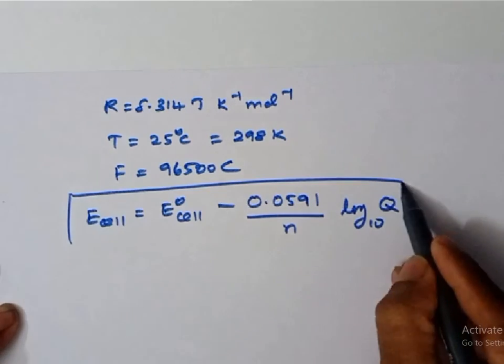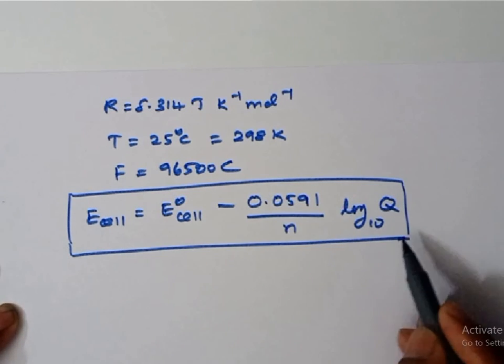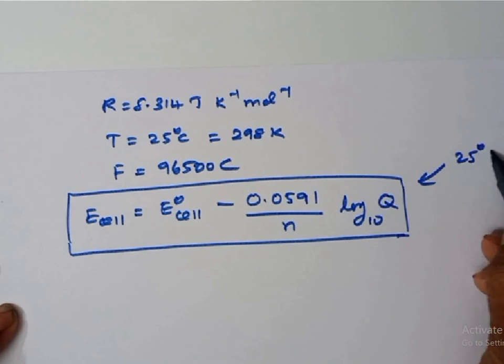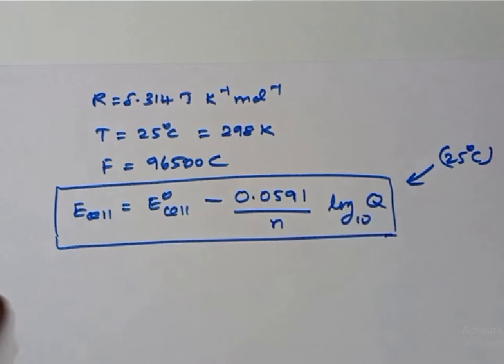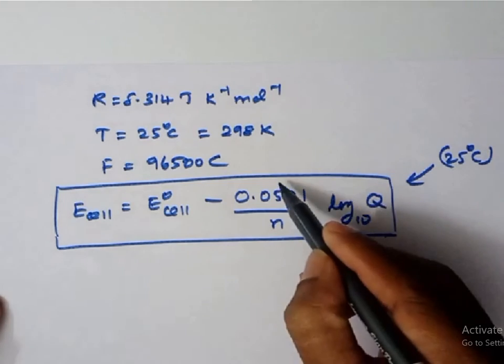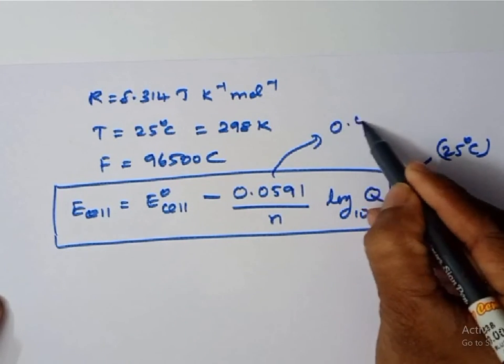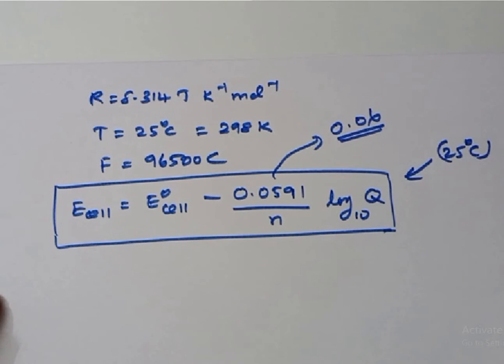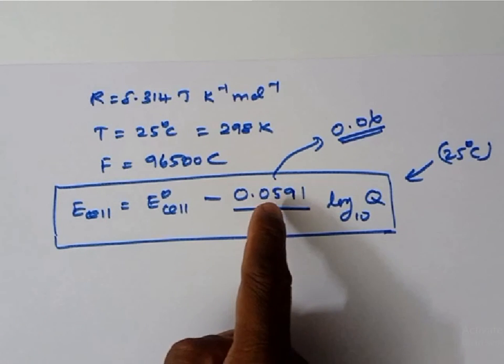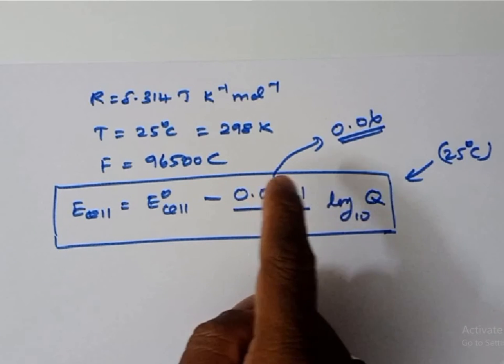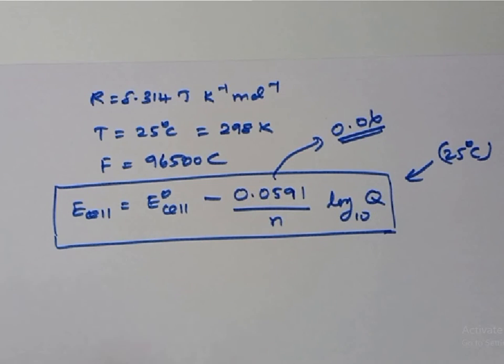This is an alternative relation, but this relation is applicable only at 25 degrees Celsius. If the temperature is 25 degrees Celsius, yes, you can use this equation. Students, sometimes for calculation purposes, we'll take this value simply as 0.06. For any entrance examination, you need to put this value as 0.06, just for calculation purposes. And this is what we call the Nernst equation.